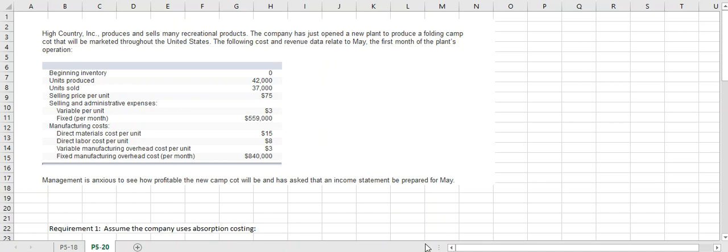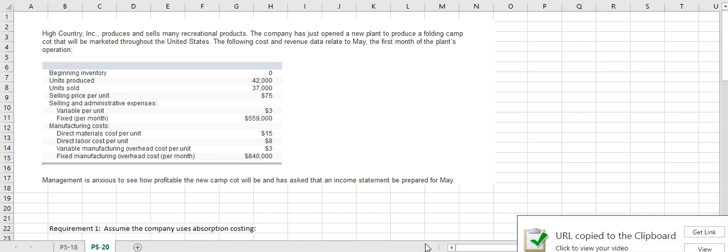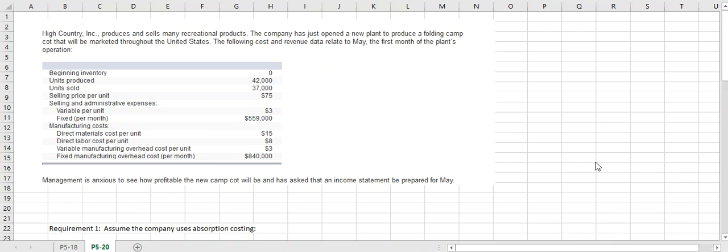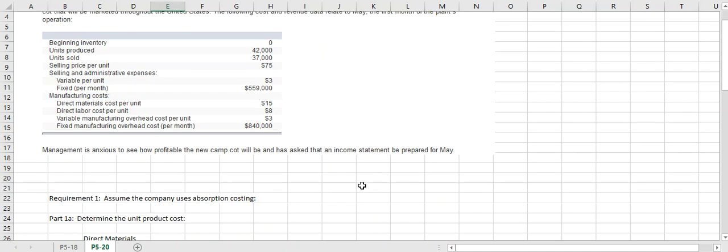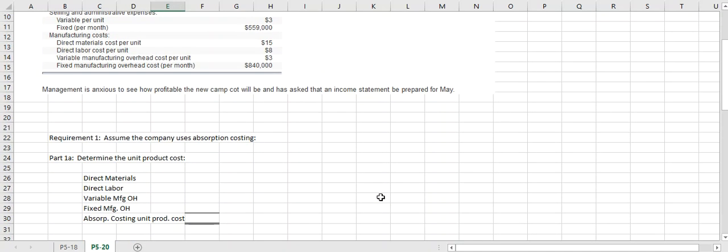So this says High Country produces and sells many recreational products. And the company has just opened a new plant to produce a folding camp cot that will be marketed throughout the United States. We've got some cost revenue data related to May. And this is actually a new company, so they didn't have anything previous to this, so these are all beginning numbers at the beginning of their operations. It says, management is anxious to see how profitable the new camp cot will be and has asked that an income statement be prepared for May. So then we have several tasks.